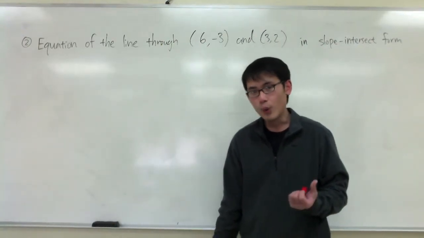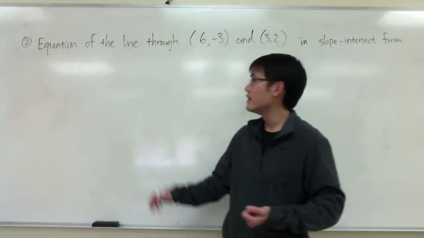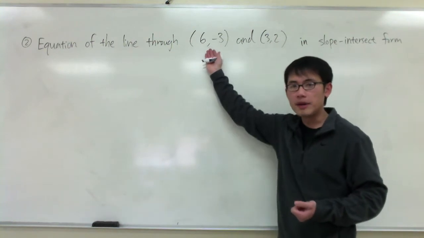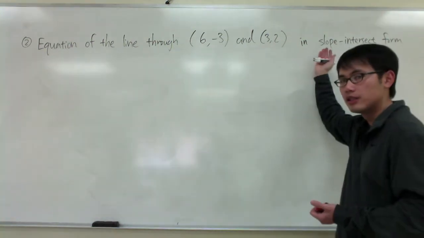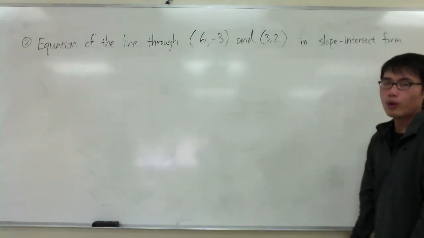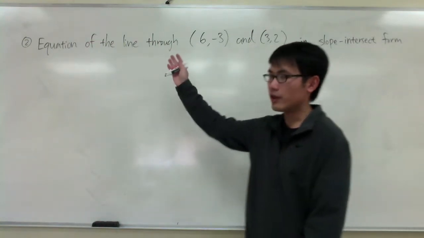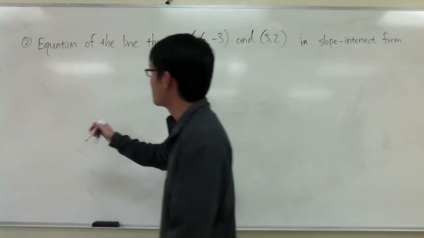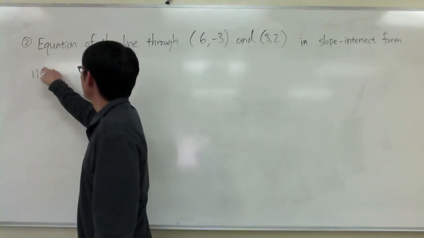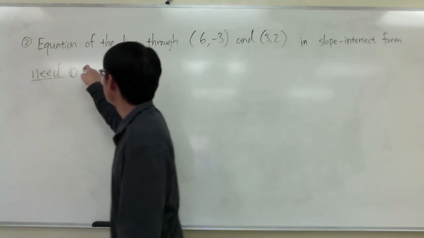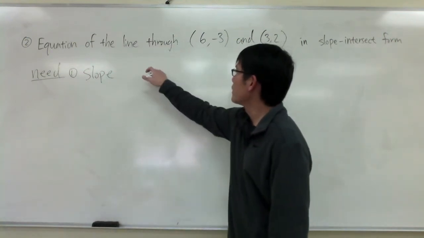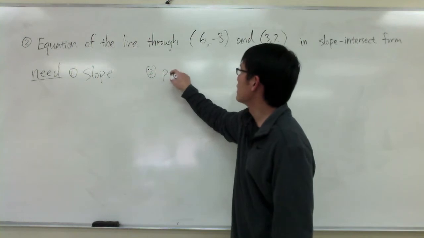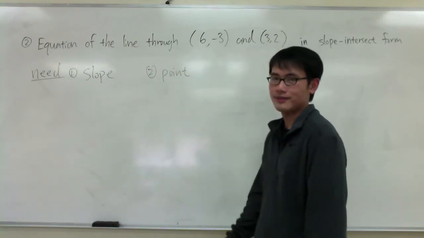For the second question, we are going to write an equation of a line that goes through the points (6, -3) and (3, 2). We want our answer in slope-intercept form. Whenever we're trying to write the equation of a line, we need two things. First of all, we need to know what the slope is. That's the first thing that we need to get. And then second of all, we need to pick a point.